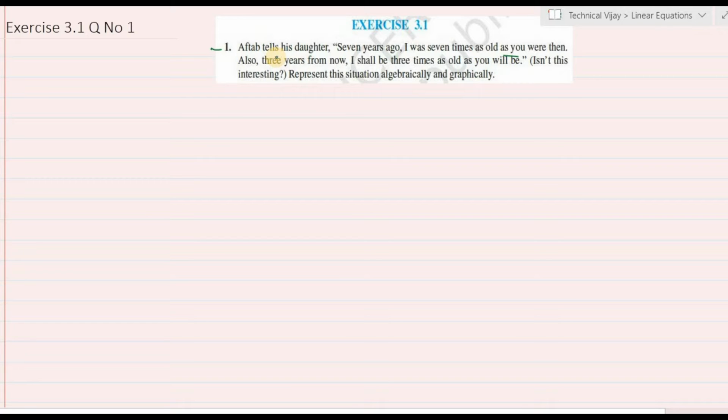See here what he has told, Aftab is telling his daughter that 7 years ago. So to solve this type of question we have to consider first the present ages. So let Aftab's present age be x years. Okay.